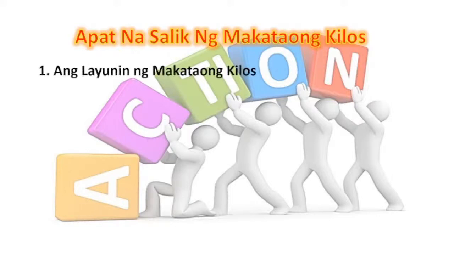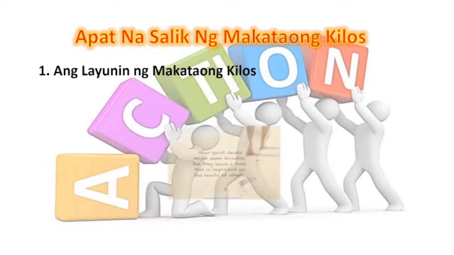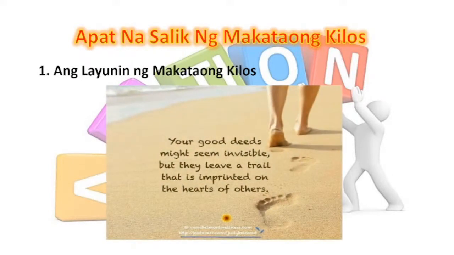Ang layunin ng makataong kilos ay tumutukoy sa panloob na kilos kung saan nakatuon ang kilos-loob. Ito rin ay tumutukoy sa taong gumagawa ng kilos. Hindi ito nakikita o nalalaman ng ibang tao dahil ito ay personal sa taong gumagawa ng kilos. Ito ang pinakalayunin o pinatutunguhan ng kilos.